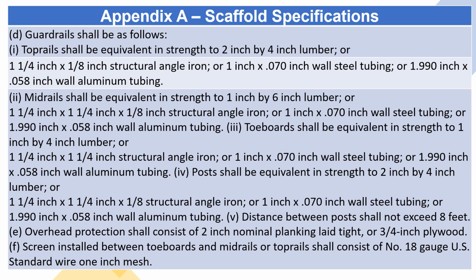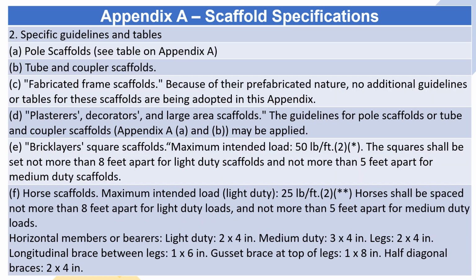E. Overhead protection shall consist of 2 inch nominal planking laid tight, or 3/4 inch plywood. F. Screen installed between toe boards and mid-rails or top rails shall consist of no. 18 gauge US standard wire 1 inch mesh. 2. Specific guidelines and tables. A. Pole scaffolds, see table in Appendix A. B. Tube and coupler scaffolds. C. Fabricated frame scaffolds. Because of their prefabricated nature, no additional guidelines or tables for these scaffolds are being adopted in this appendix.